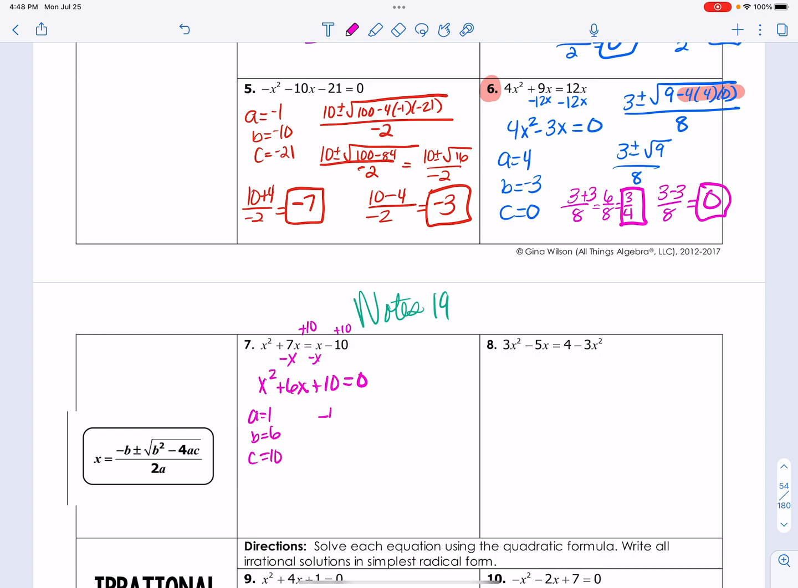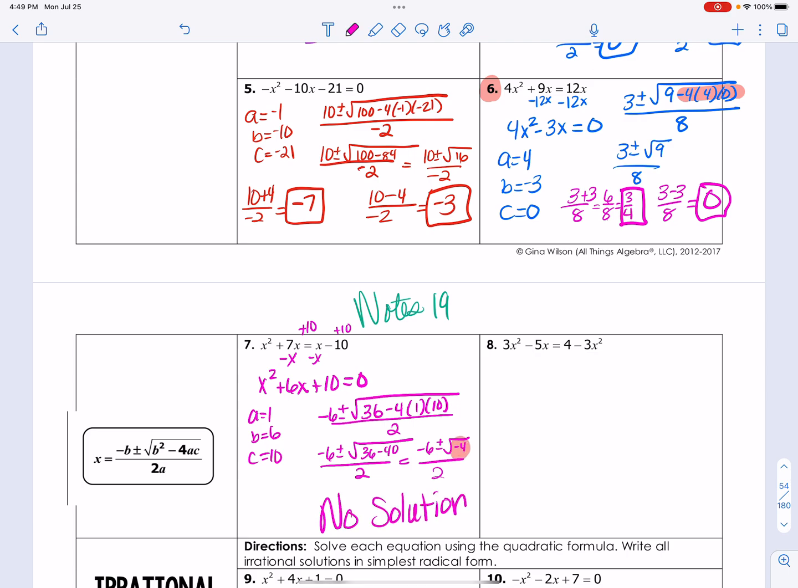Okay, so I'm going to do negative b plus or minus the square root of b squared, so that's 36 minus 4 times 1 times 10, over 2a. So that's going to be negative 6 plus or minus the square root of 36 minus 40, over 2. So I'd have negative 6 plus or minus the square root of negative 4 over 2. So right away, you can't take the square root of a negative number. So your answer is going to be no solution.